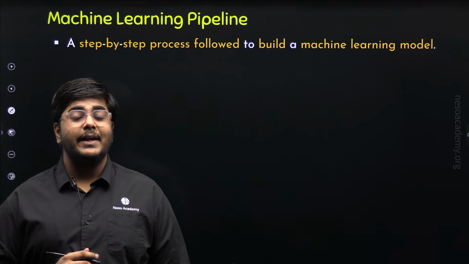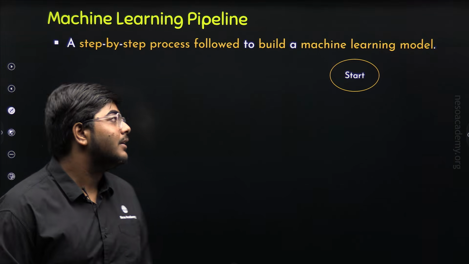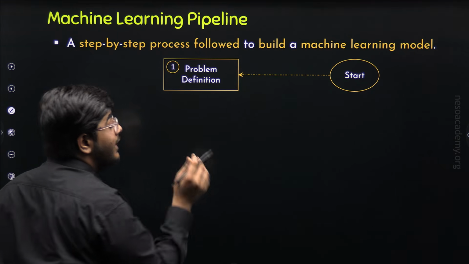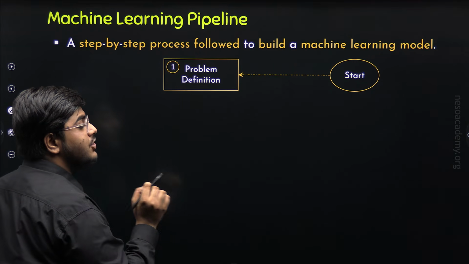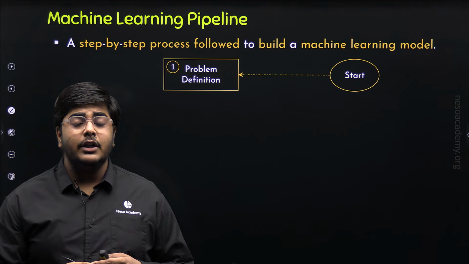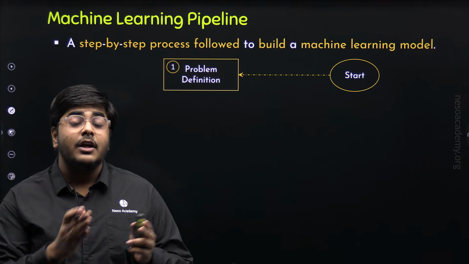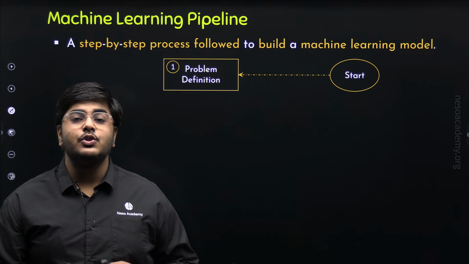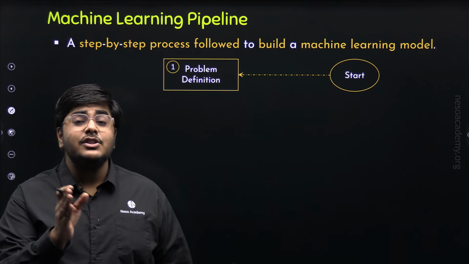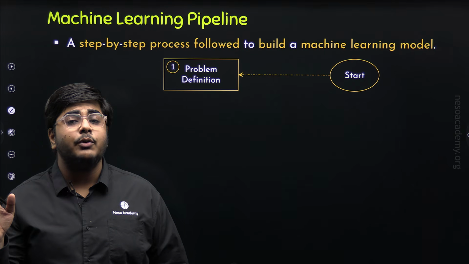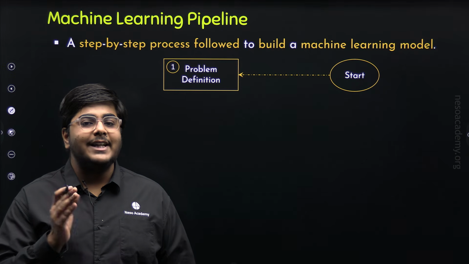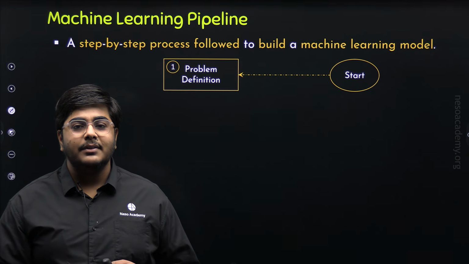So the very first step in machine learning pipeline is problem definition. Yes, problem definition is the very first step in building a machine learning model. That means, before building a machine learning model, we must clearly understand the problem statement that we are trying to solve. This is a very important step because if problem is not clear, then the whole machine learning process will go in wrong direction.